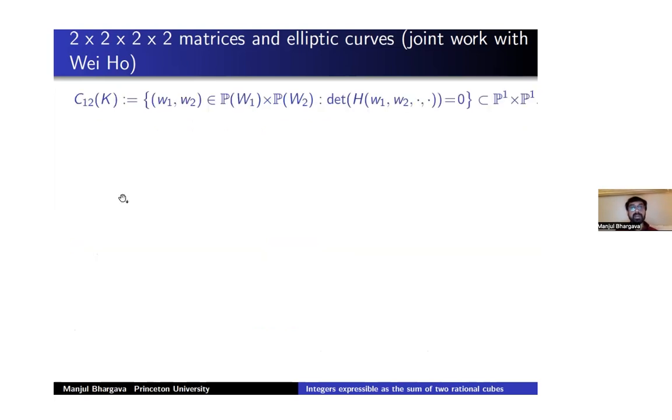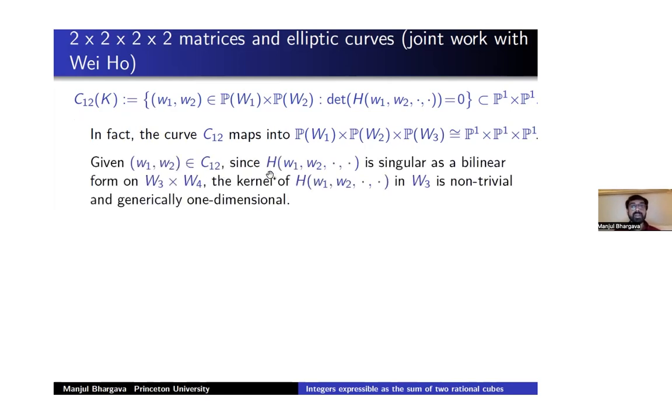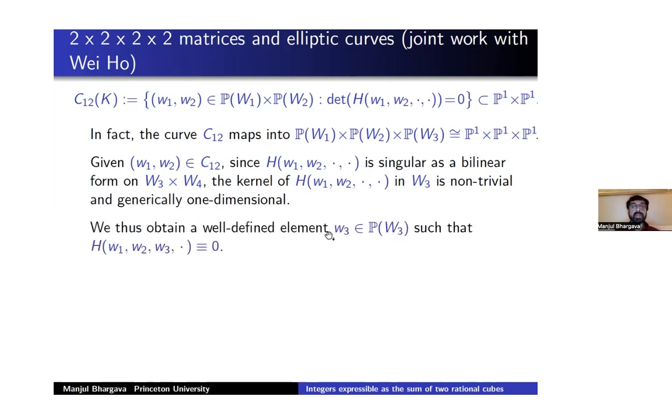And there's something more. I'll just write the definition of the curve again. C12 of k is a genus 1 curve in P1 cross P1. While it's defined as being in P of W1 cross P of W2, it actually naturally lies in P of W1 cross P of W2 cross P of W3, in P1 cross P1 cross P1. And the reason is, if you plug w1, w2 into that quadrilinear form, because the resulting bilinear form is singular, it has a kernel in this coordinate or in this coordinate. If you take the kernel and call that w3, that's going to be generically a one-dimensional kernel, a natural point inside P of W3. And so we obtain a well-defined element w3, namely the kernel of that bilinear form, such that the quadrilinear form evaluated at w1, w2, w3 is identically zero.